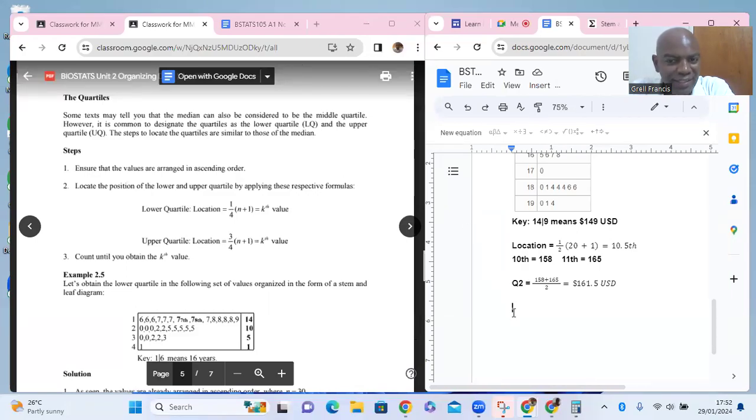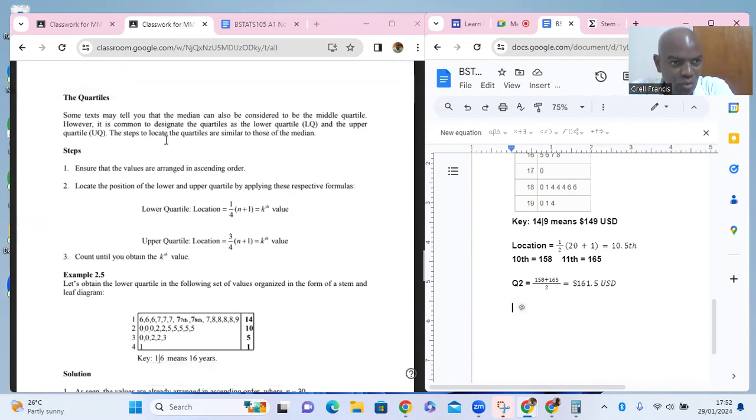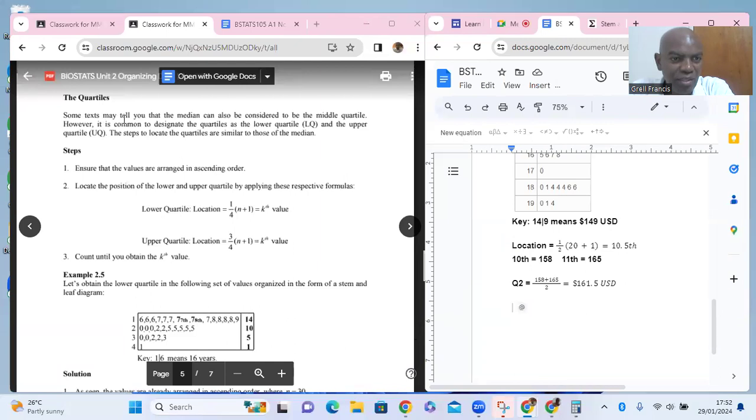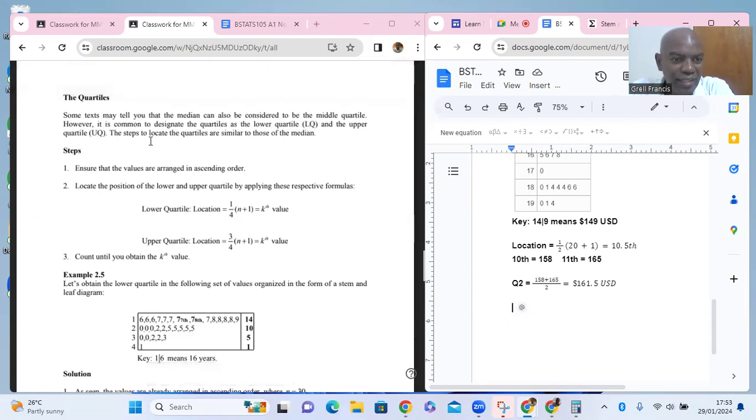To obtain the lower quartile, we need to locate the lower quartile. Some texts may tell you that the median can also be considered the middle quartile. However, it is common to designate the quartiles as the lower quartile and the upper quartile. The steps to locate the quartiles are similar to those of the median.